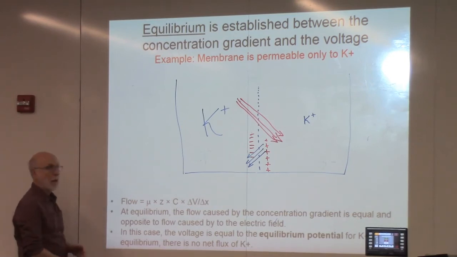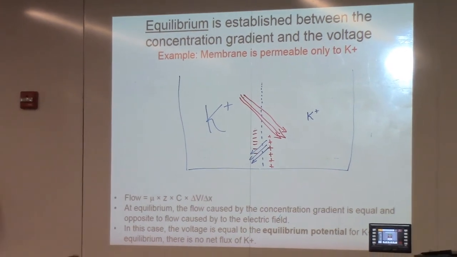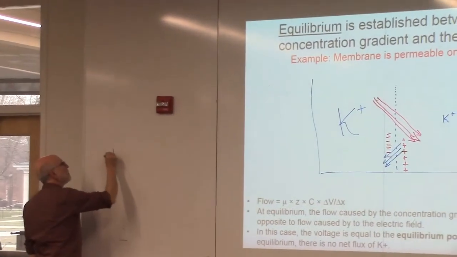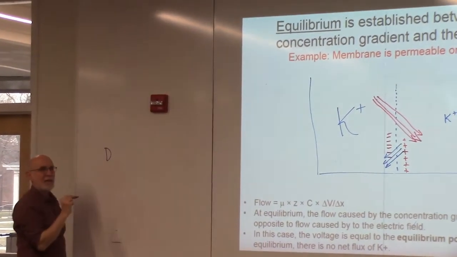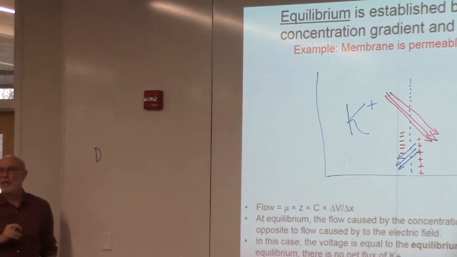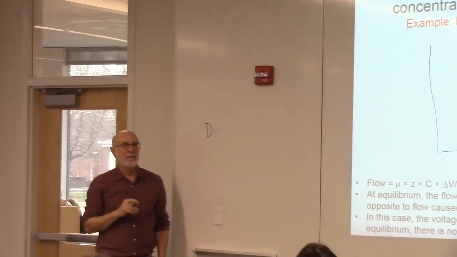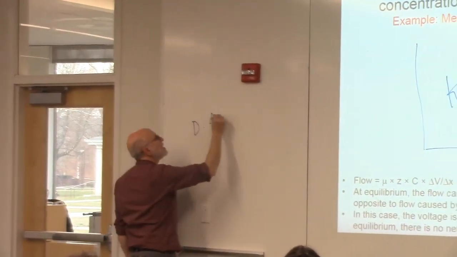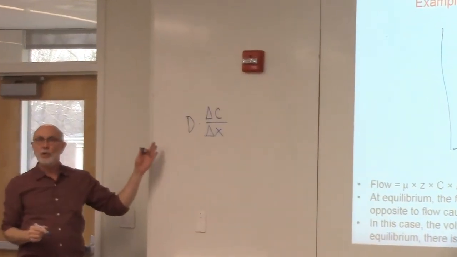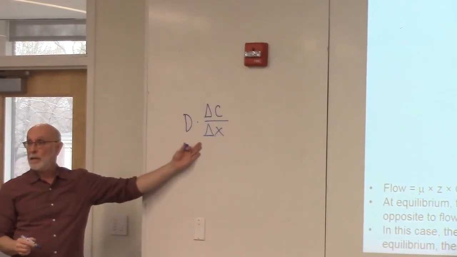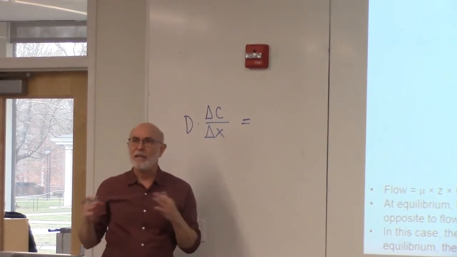And so when we get to equilibrium, let's just be clear, we have the Stokes-Einstein equation on one side, diffusion times, I'm going to use, how many of you have had differential calculus? You know what dc dx is? Okay, I'm not going to use that. Delta c over delta x. So that was the flow due to the concentration gradient. And now it's equal and opposite.